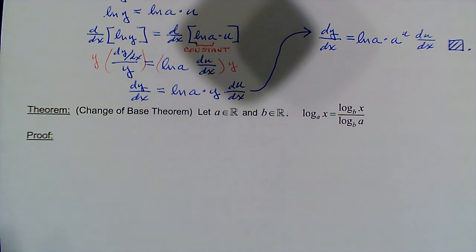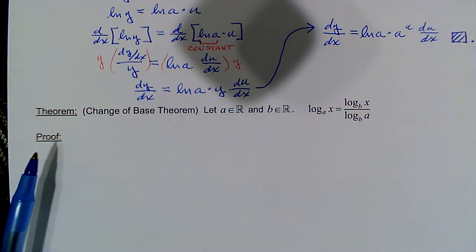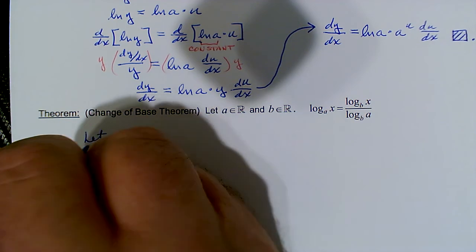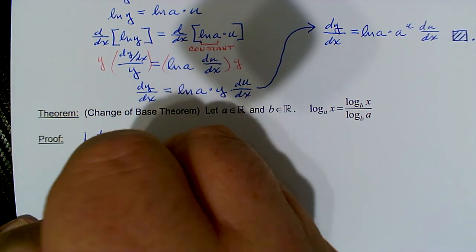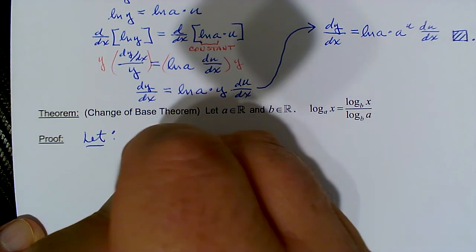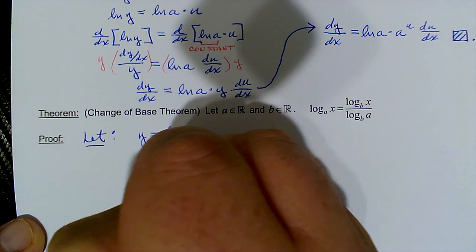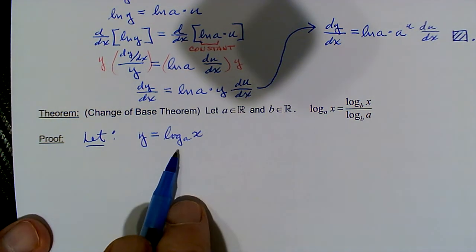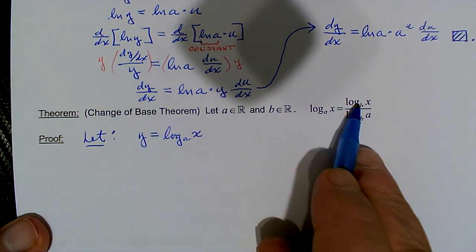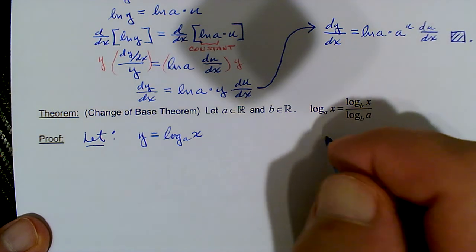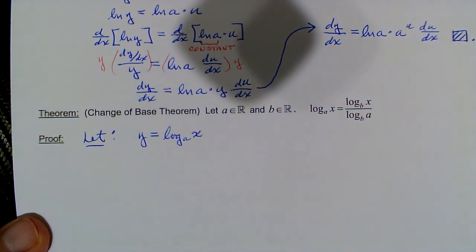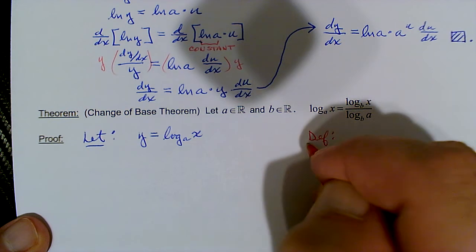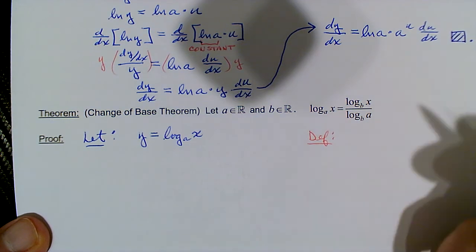So to prove this one, what we're going to do is let y be equal to the left-hand side, log base a of x. And then what we're going to try to do is manipulate this and show that y is also equal to the right-hand side. Now, recall the definition of logarithms. This was way back. I'm going to write it in a different color here.